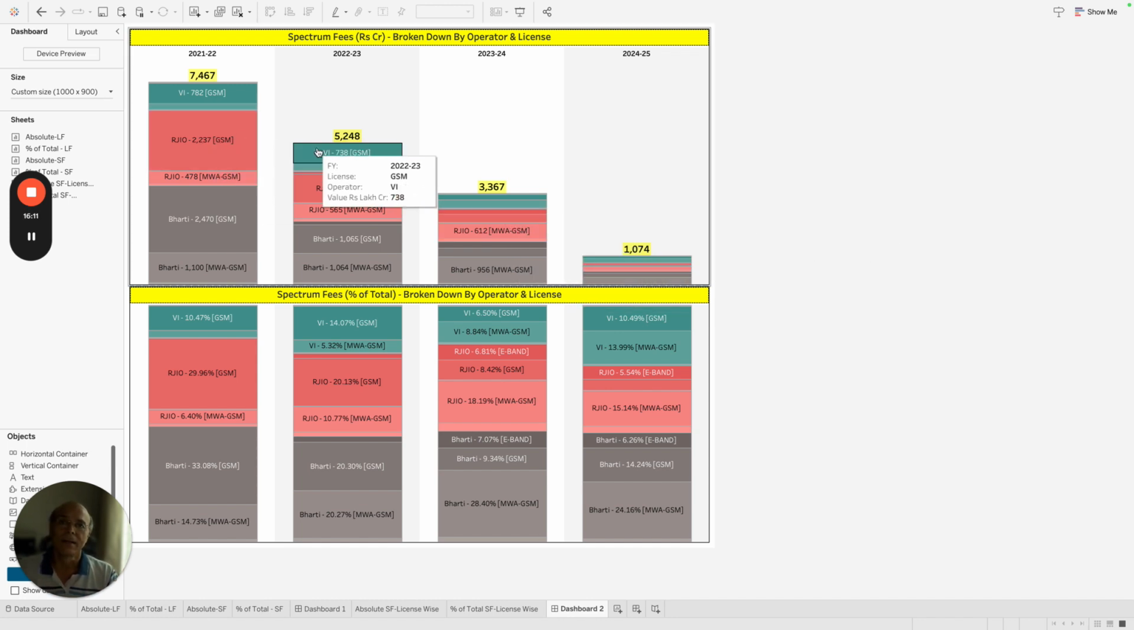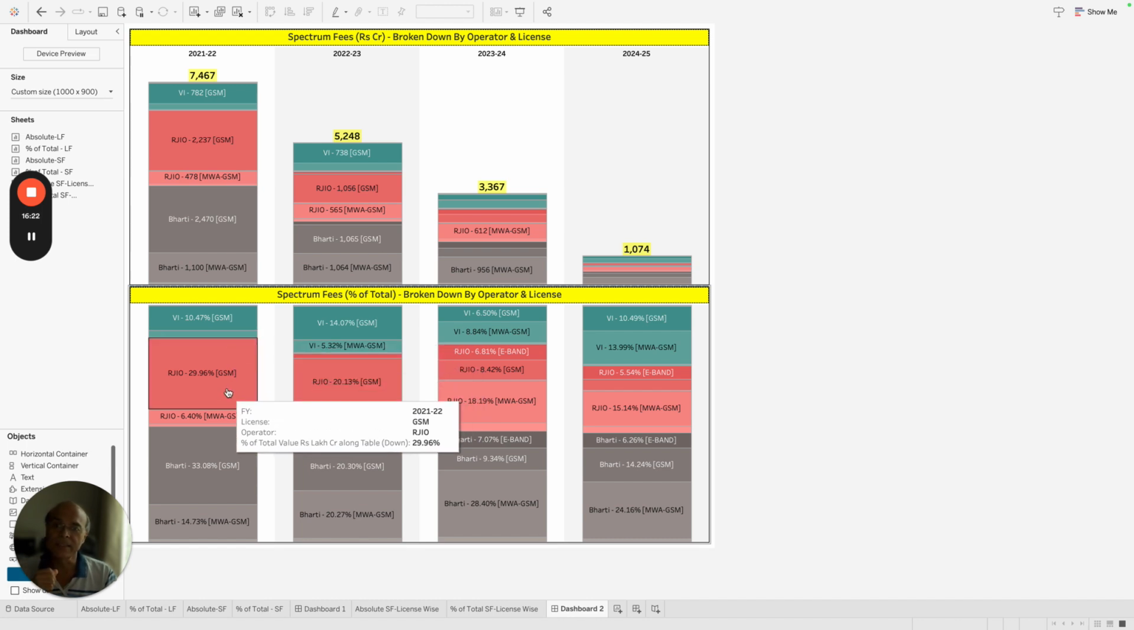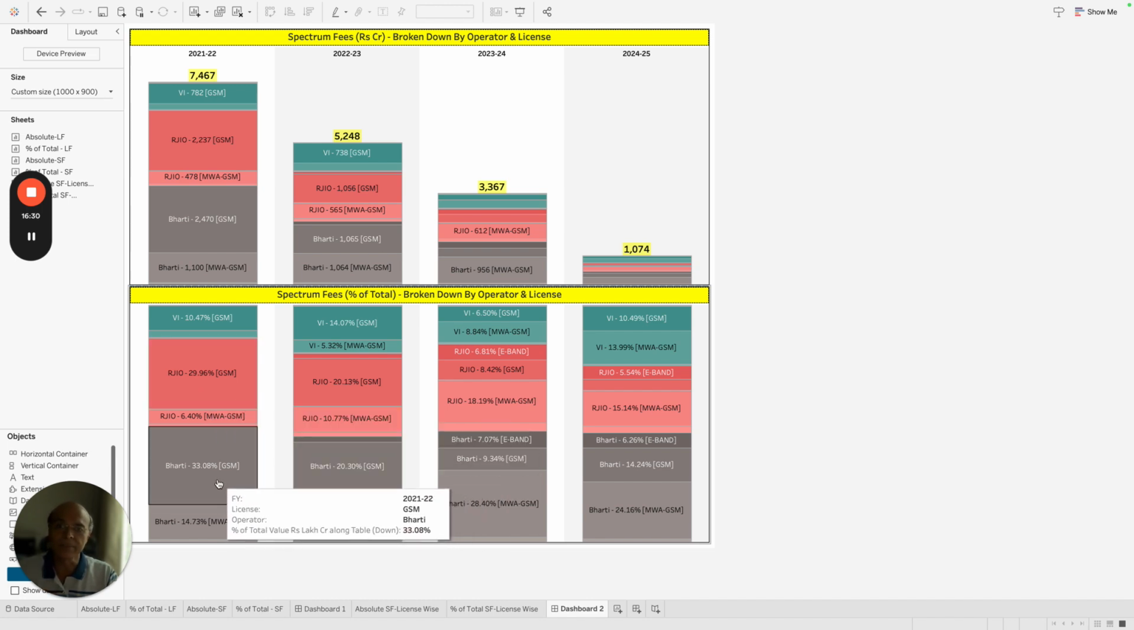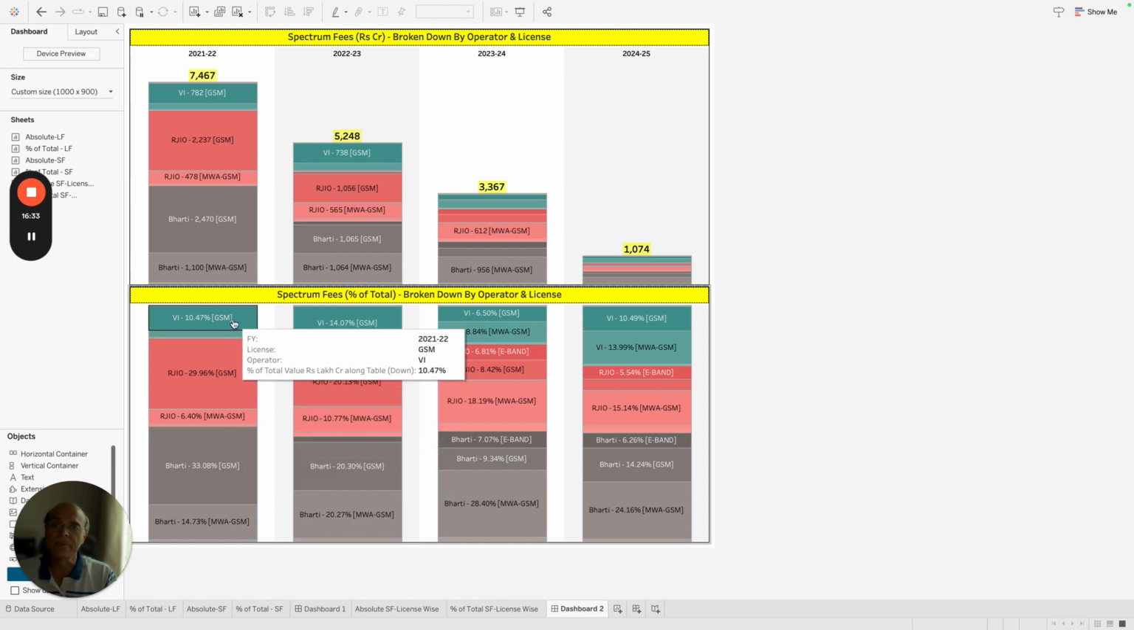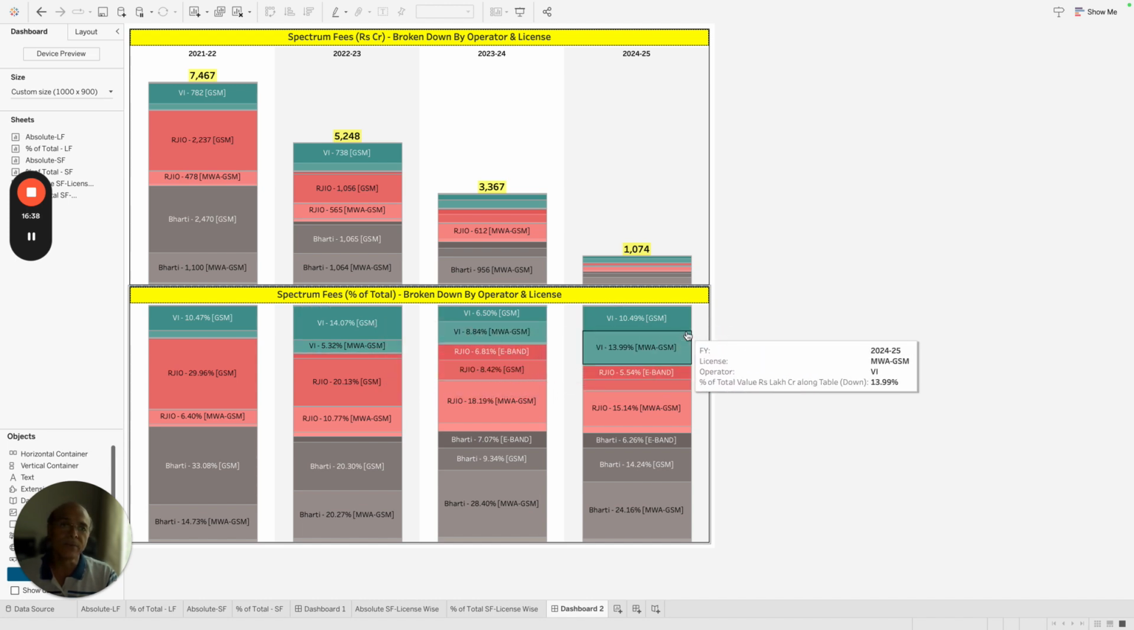Right? Now, let's look at the percentage numbers, because the percentage numbers are going to give us the story as per the share compared to the respective licenses. Now, Reliance Jio has a percentage share for GSM license, which is the access SUC, of around 30%. Bharti was around 33%. And VI was 10.47%. Now, as we move forward in time, VI kind of remained the same. It went down in FY24. Now it is still 10.49%, but you can ignore this number because this is an incomplete year.